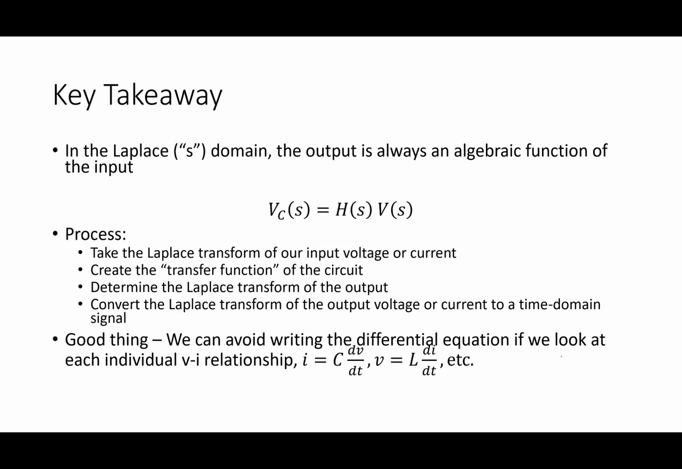All right, so some key takeaways from here, and in the lecture on Wednesday that I'll post, we'll look at some examples of this. But basically, in what we call the Laplace domain or the S domain, the output is always an algebraic function of the input. So to get to this, we take the Laplace transform of our input voltage or current, determine the transfer function of the circuit using the Laplace impedance that we've determined, then take the Laplace transform of the output and put everything together to figure out what the full output is in the time domain.